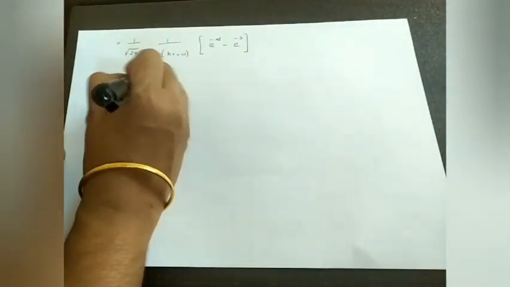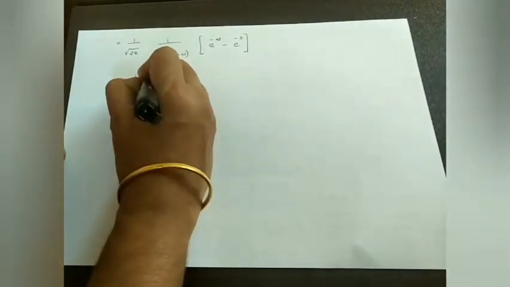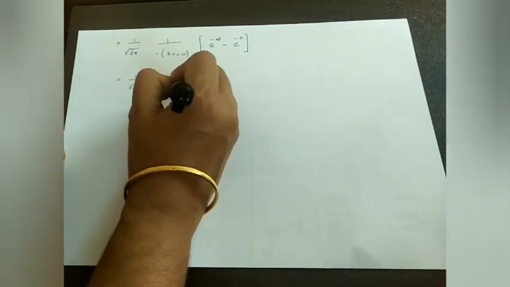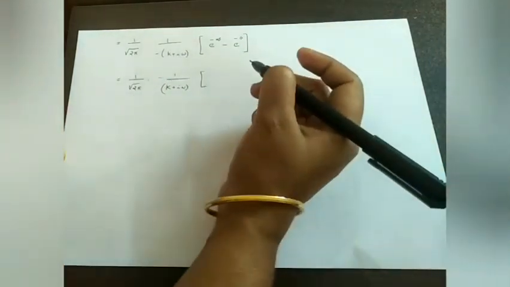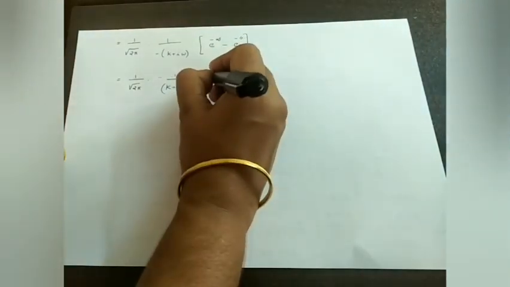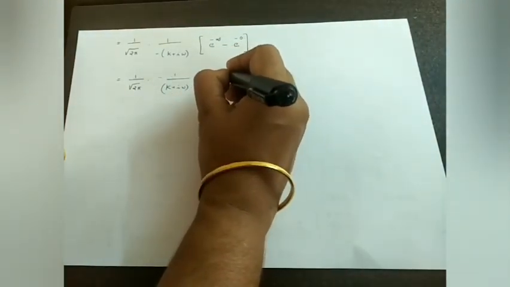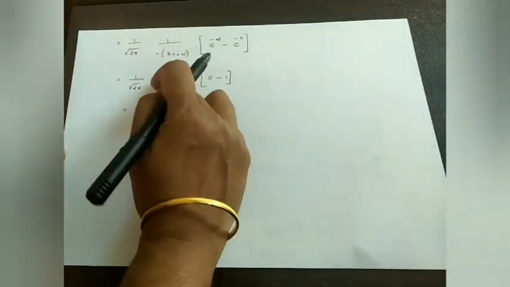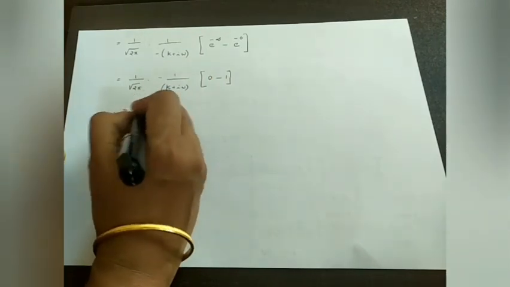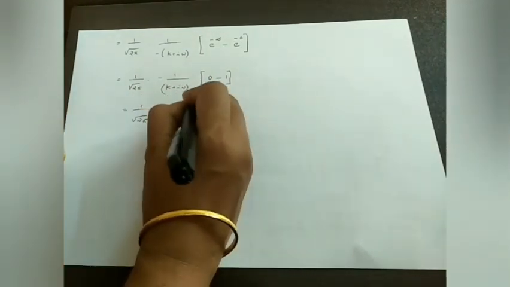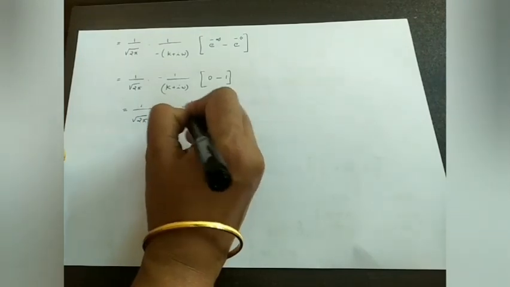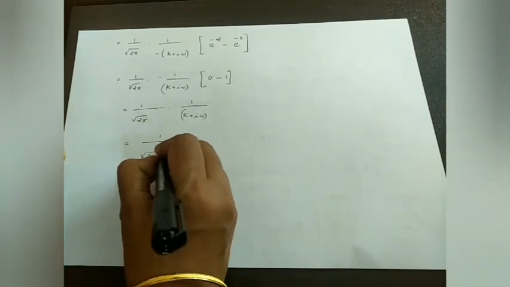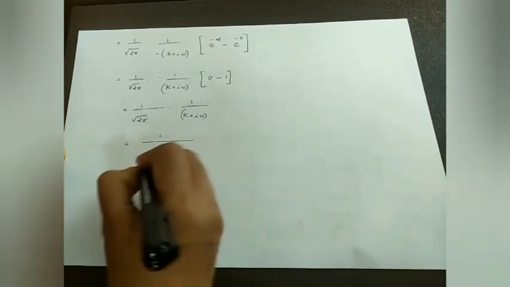Now it is equal to 1 by root 2 pi into, now minus 1 by k plus i omega into e raised to minus infinity, that we already know it is 0. Then e raised to 0 is 1. Therefore, we have a minus here. Multiplying we get 1 by root 2 pi into 1 by k plus i omega. Or we can write it as 1 by root 2 pi into k plus i omega. That is the final answer.